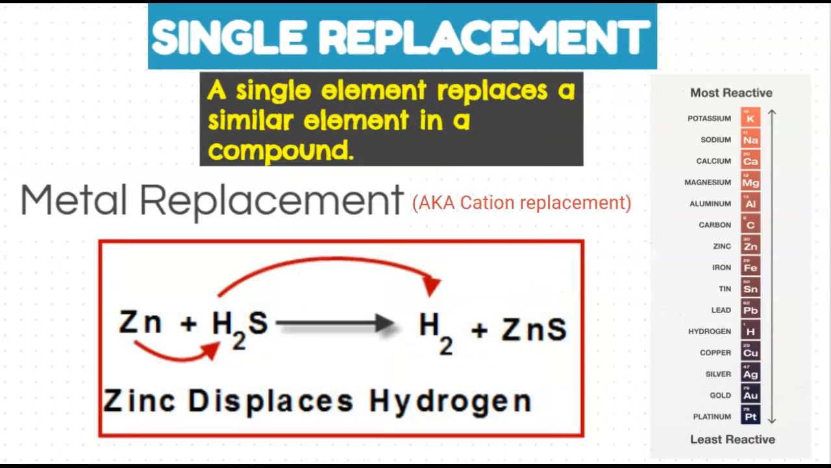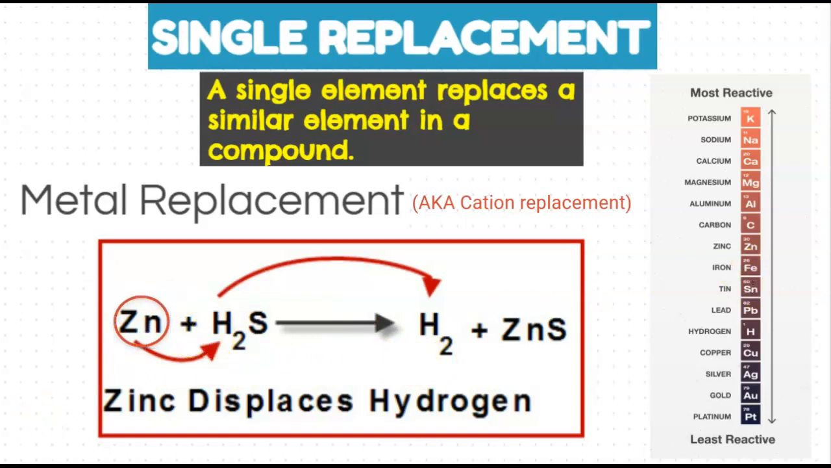The next type that we need to look at are single replacement reactions. There's 2 kinds: metal replacement, which are sometimes called cation replacement. Your metals are always going to be positively charged, which is what a cation is. They look a little bit like this. You have a lone element, zinc, and when you look at that lone element, if it is a metal, then you have a metal replacement reaction.